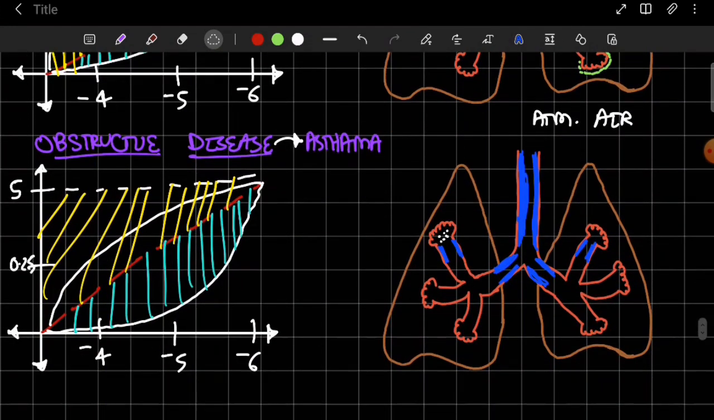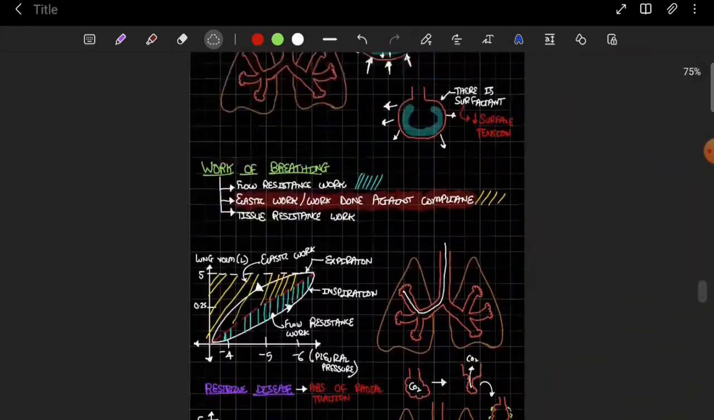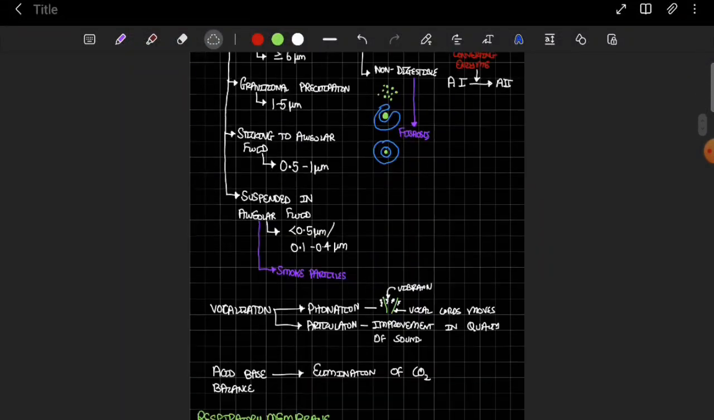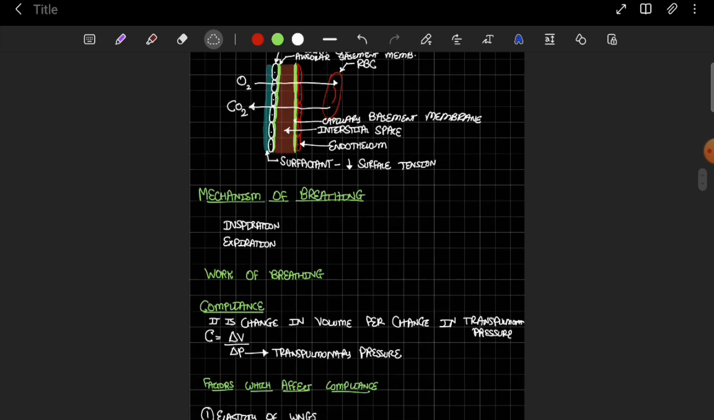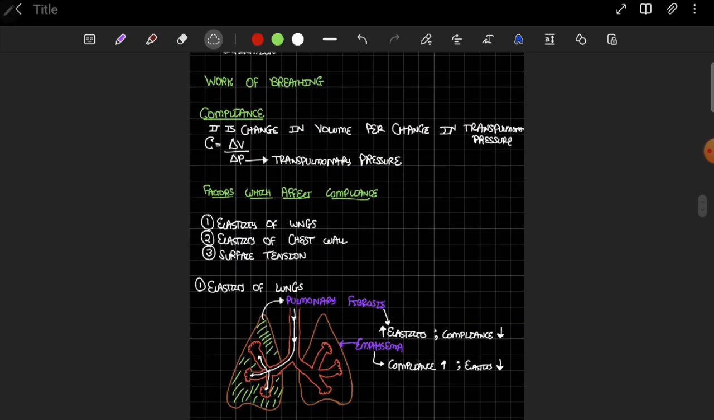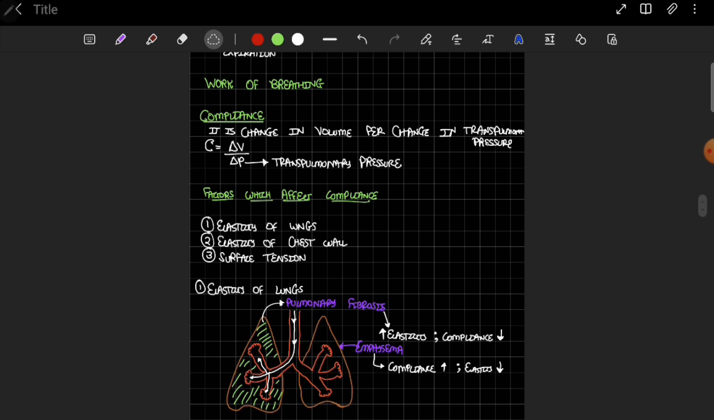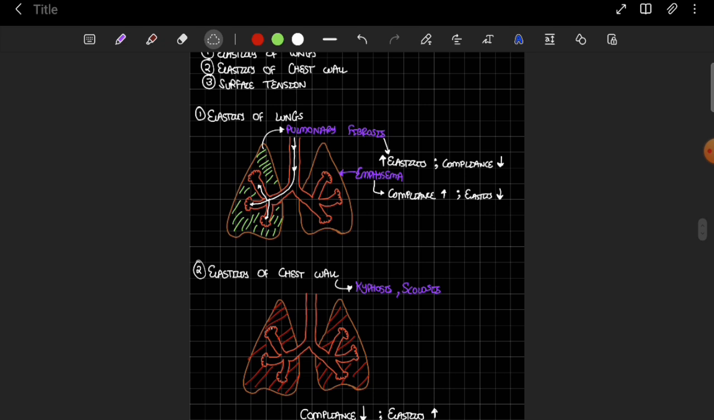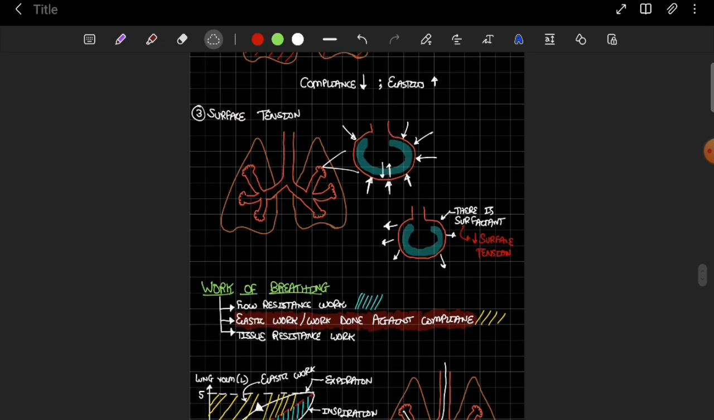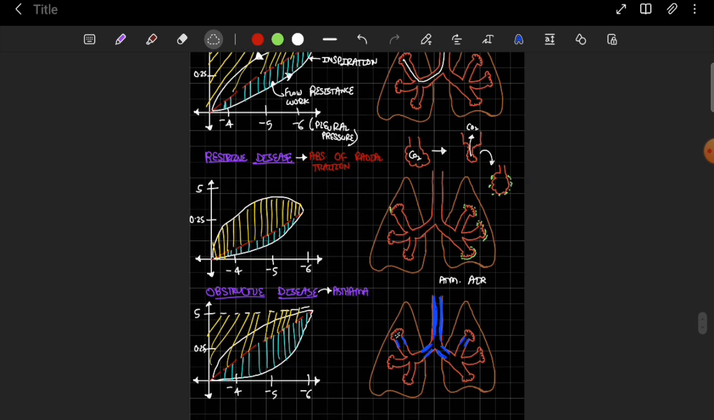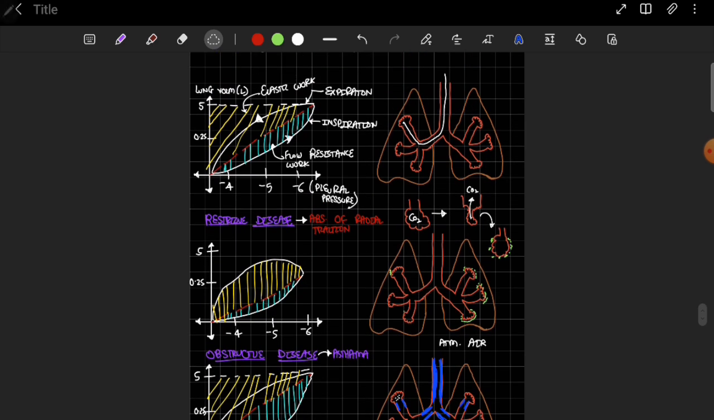So that was all about it. We studied first the respiratory system, the functions of the respiratory system, the respiratory membrane, then the mechanism of breathing. We halted at work of breathing. We went to the concept of compliance, what is compliance and the difference between compliance and elasticity. Now we have done the work of breathing, the difference between restrictive disease and obstructive disease, and the graphs.